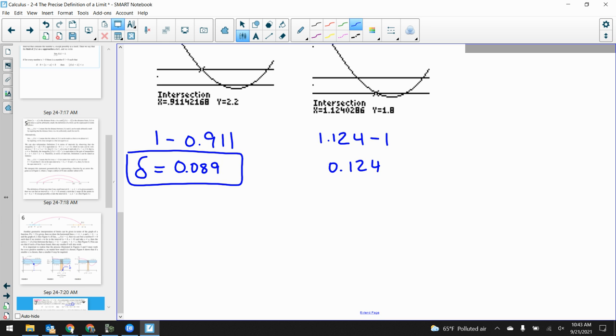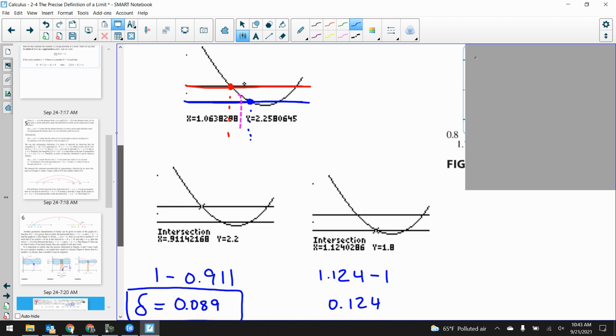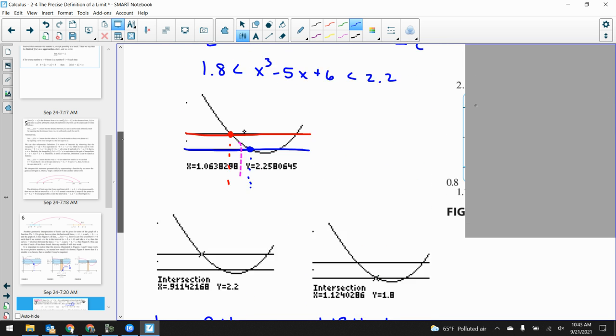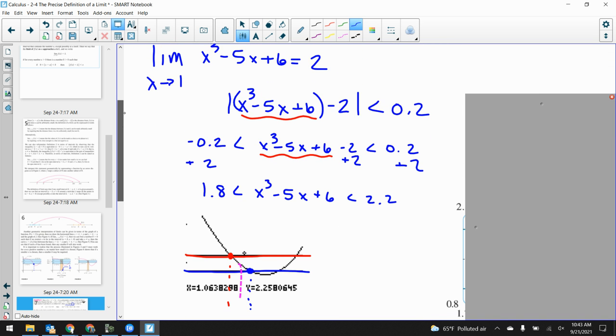So again, what am I doing here? I'm choosing an x value. I'm choosing a delta value, which is a difference away in my x values that's going to get me close to 0.2 in my difference in the y values, right? We said, okay, I want my y values to come out to be 0.2 away from 2, because I knew the limit had to be 2. So I went on the upper side and the lower side. That means 1.8 to 2.2. I'm giving myself a range of y values that I want to fall between, and I need to find the x values that are going to make that happen.